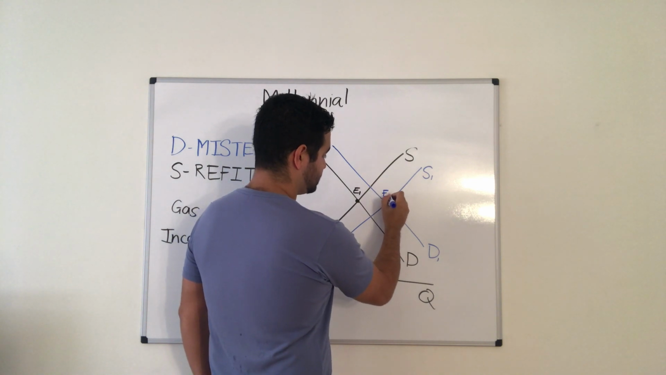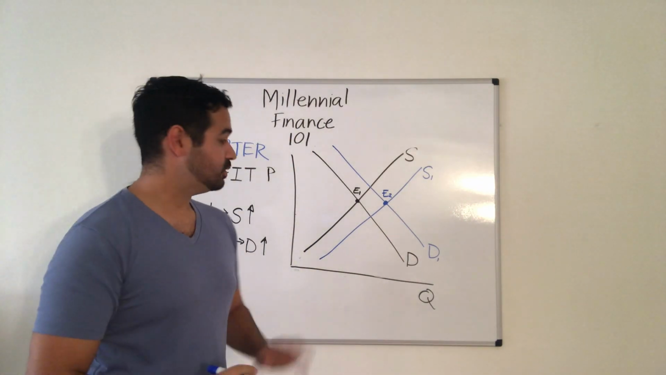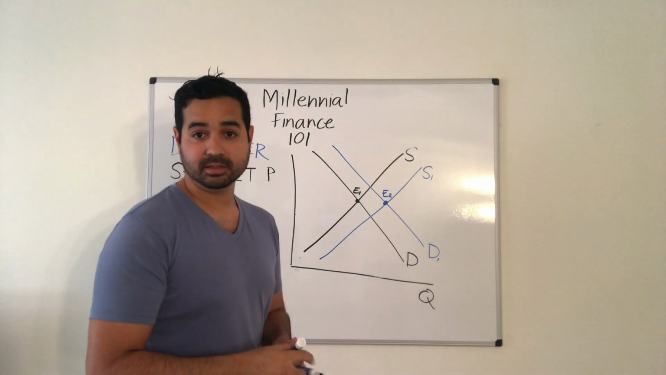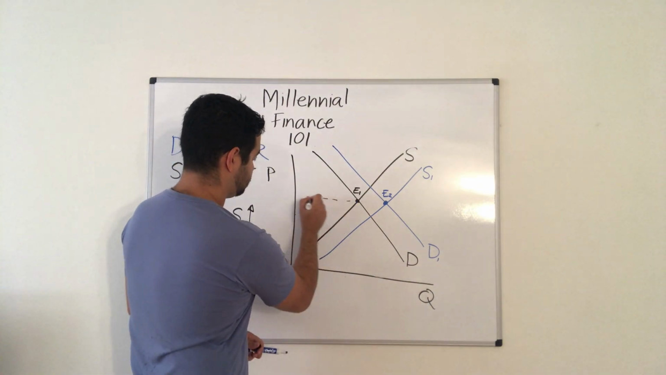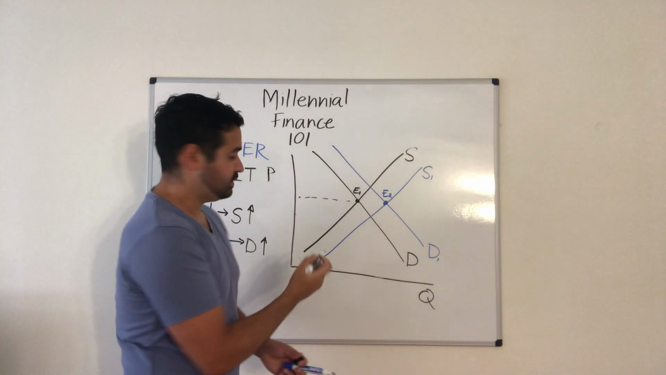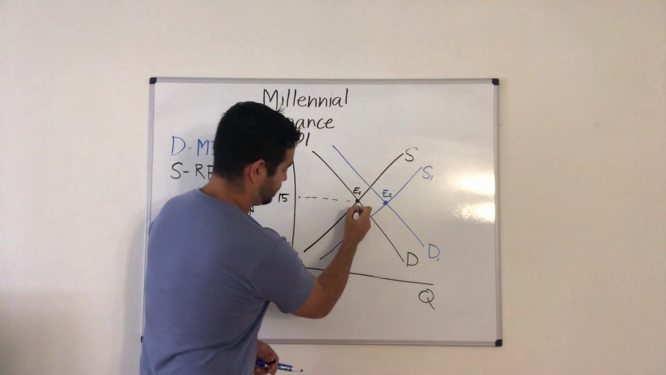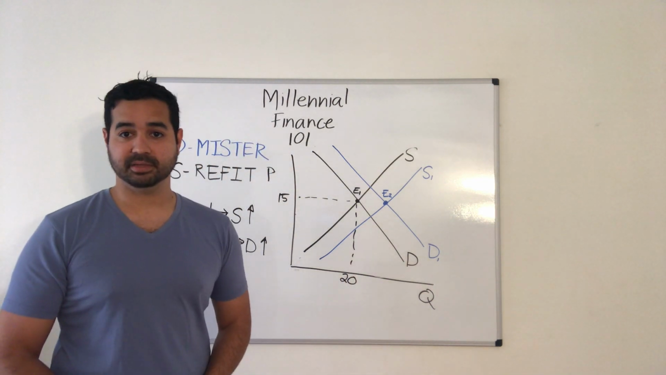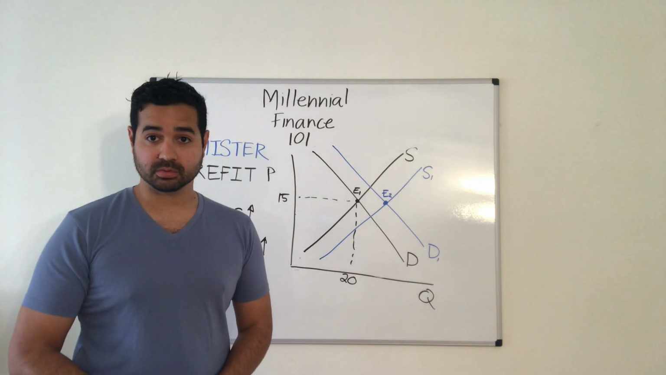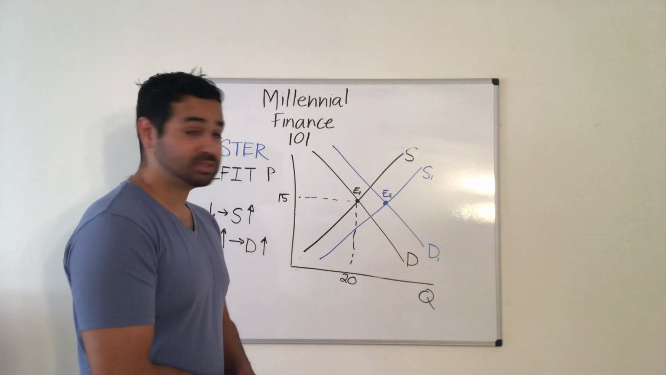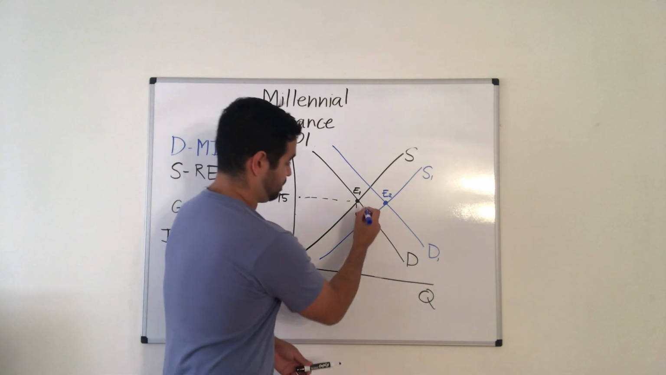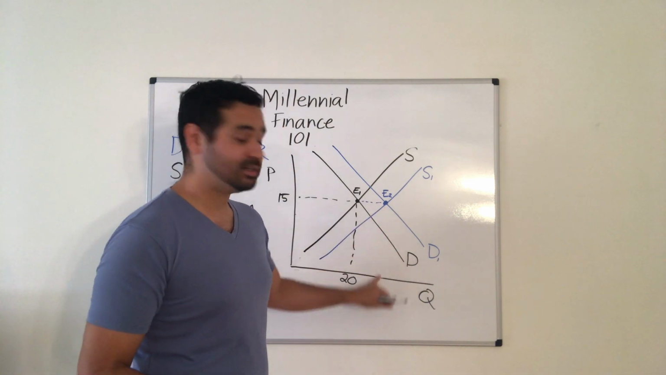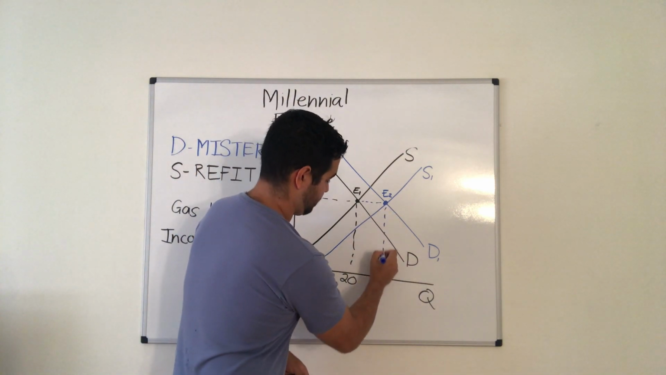And we're going to label this E2. So we already know that our first equilibrium point pertained to a price, we'll call this $15, and a quantity, we'll call this 20 units, right? Now, our new equilibrium point pertains to what looks like the same price. We're not sure about that, but it definitely increases in quantity.